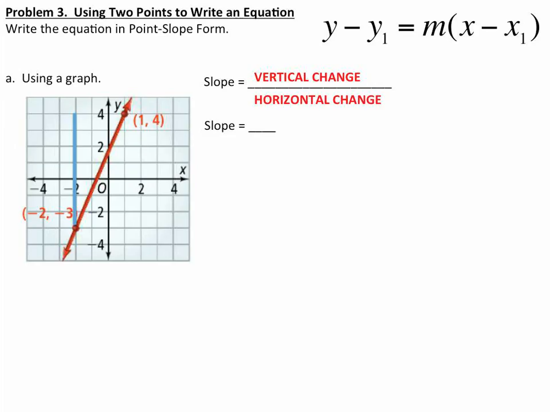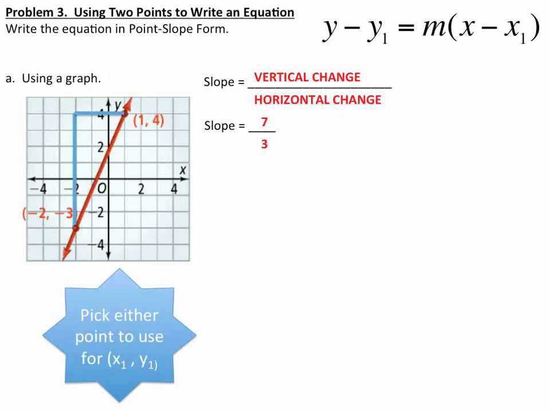So I would just count up 7 vertically over 3. Up 7 over 3 is just 7 over 3. All right? And now I can pick either point to use for my x1 and my y1. I usually try to pick positive numbers, so I don't have to worry about that whole minus negative thing. So since I get to pick, I'm going to pick things that make my life easy.